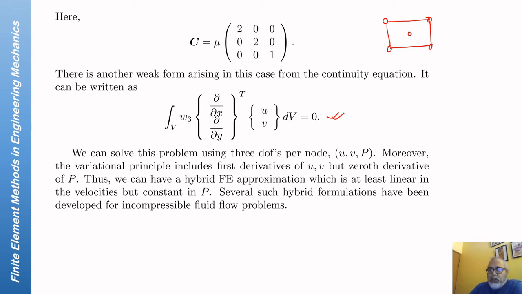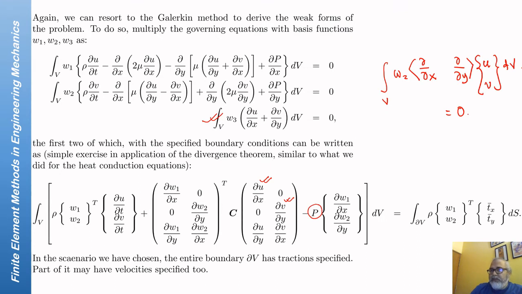We will not look at those kinds of formulations in detail, because that will take quite a bit of time. What we will do now is figure out another way of solving these equations. So what we are going to do is solve these two equations and treat this third equation, this equal to zero, the incompressibility condition, as a constraint, and formulate what is known as a constrained variational principle. So let's see how we do that.